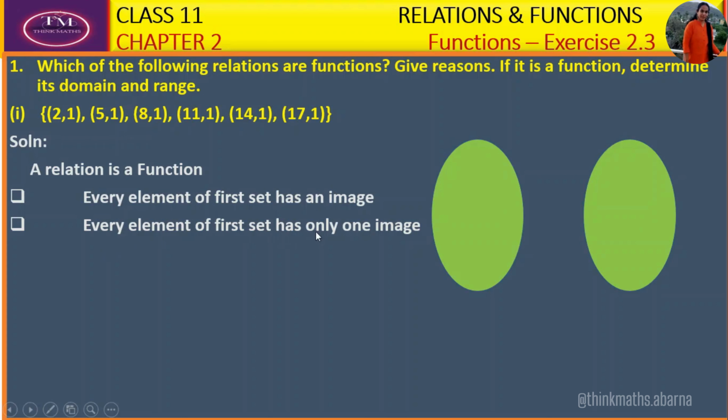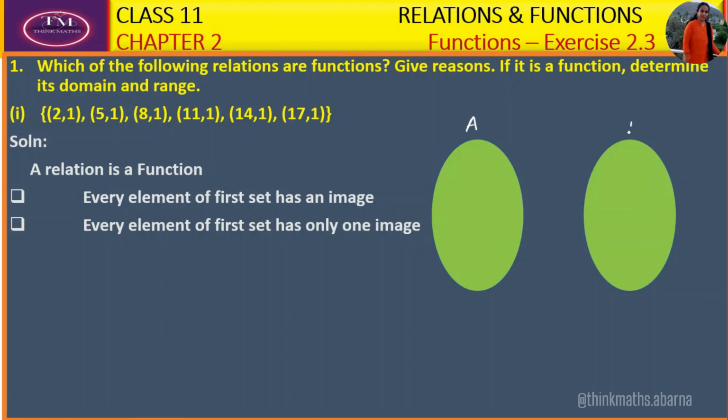Here the trick is you have to check the first element. If it is repeated, then it means it has more than one image. If it is not repeated, then it is a function. That's the trick to find out from the Cartesian product. Also, you can draw a diagram and find out.